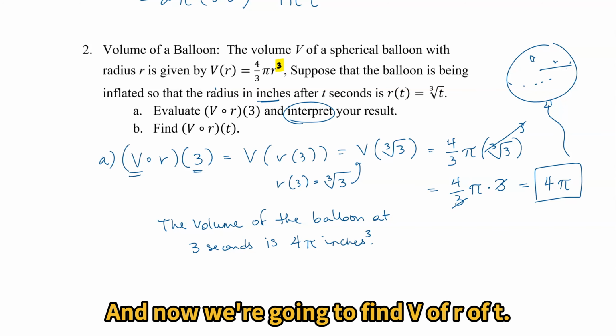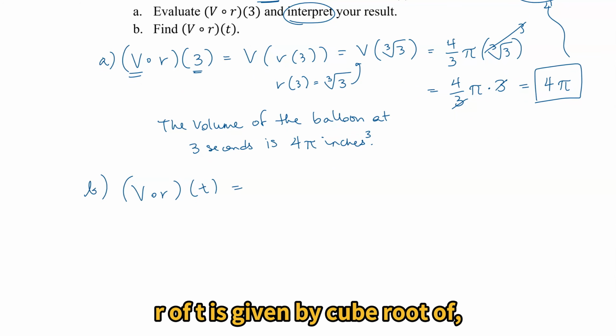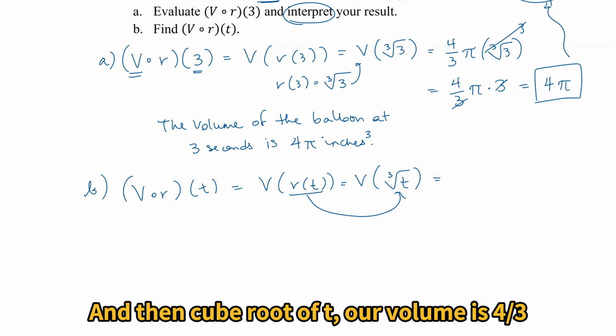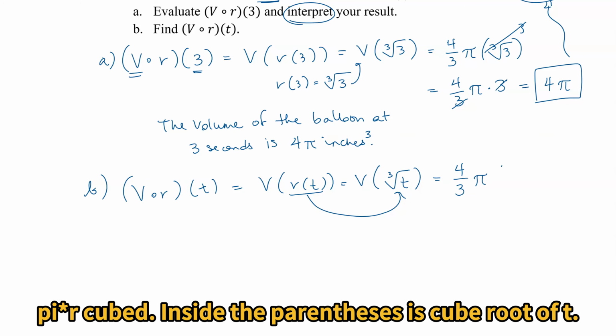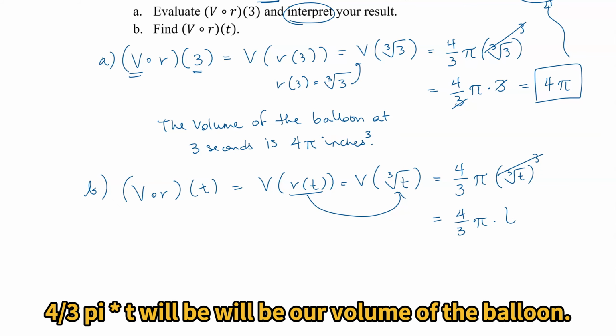And now we're going to find V of R of t. So instead of a number, V of R of t for part B. R of t is given by the cube root of t, so we'll just take that function and replace it. Our volume is 4/3 pi r cubed. Inside the parentheses is the cube root of t, but the cube root and the cube cancel each other out. 4/3 pi times t will be our volume of the balloon.